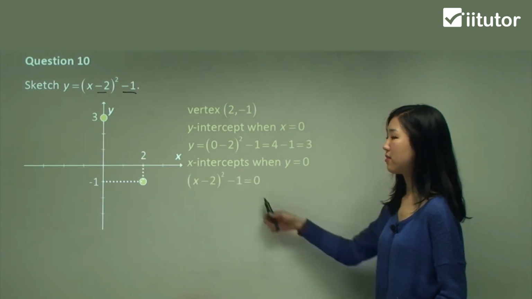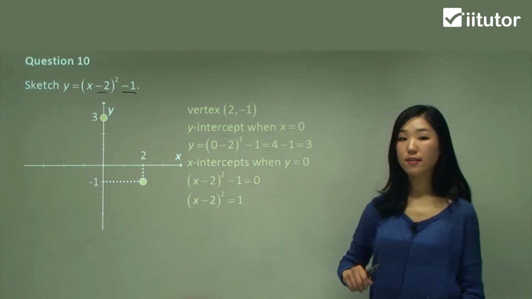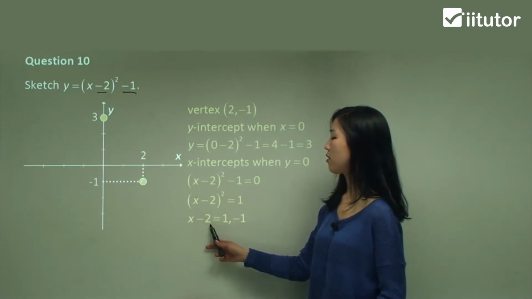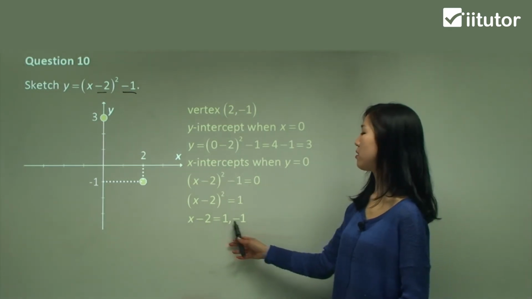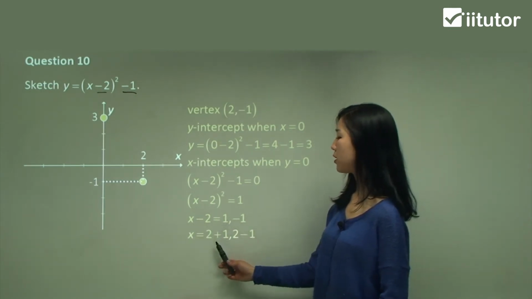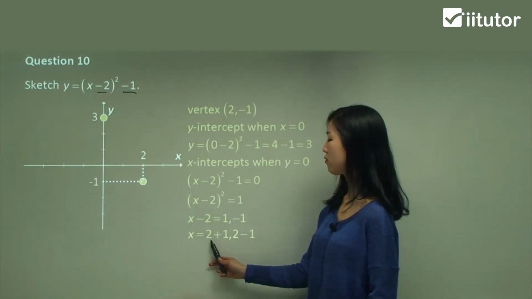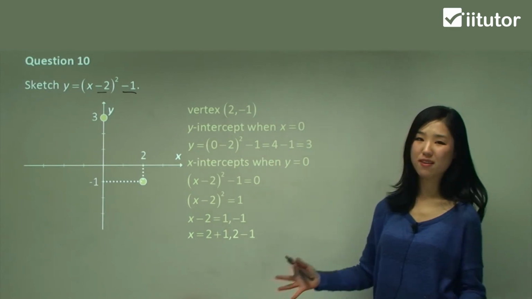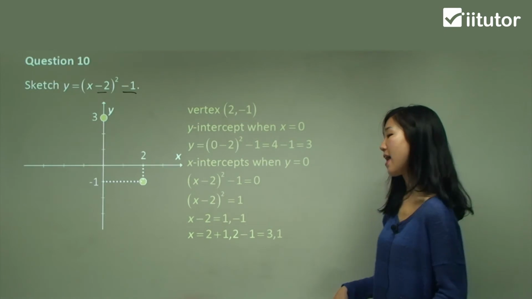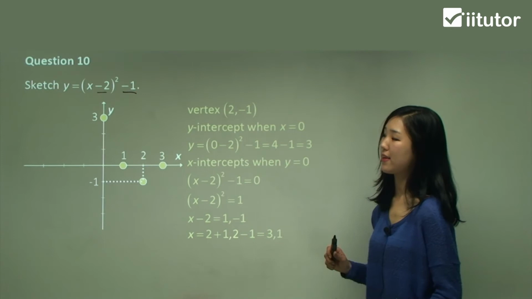So sub in y equals 0, so that whole thing becomes 0. Move 1 over to the other side, so I'm going to gradually solve it. Because this is squared, I know that x minus 2 is going to be plus or minus 1, so positive 1 or negative 1, and just solve it individually. So x will be 1 plus 2, or negative 1 plus 2, or you can just keep the 2 around: positive 2 plus 1, positive 2 minus 1, which is basically the same thing. So we have 3 and 1 as the coordinates of the x-intercepts. Just plot them in, so 1 and 3 like that.